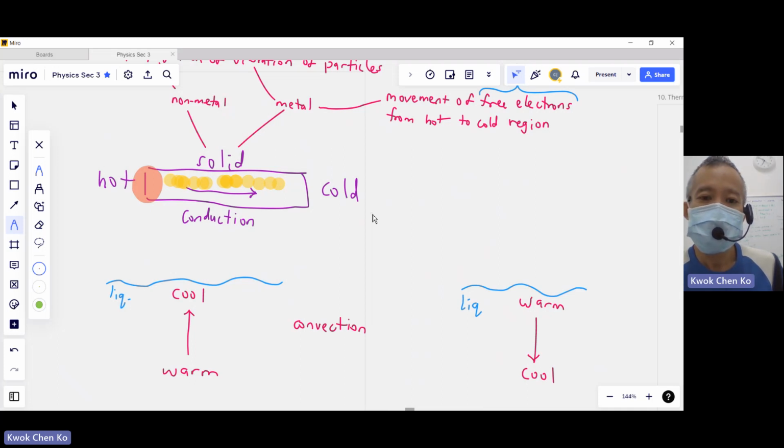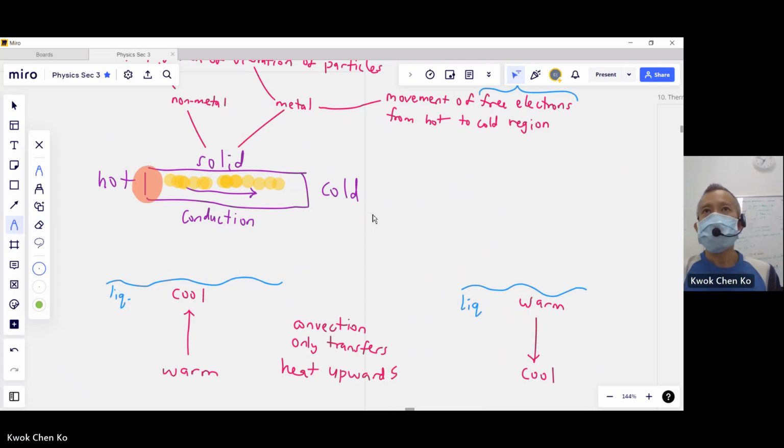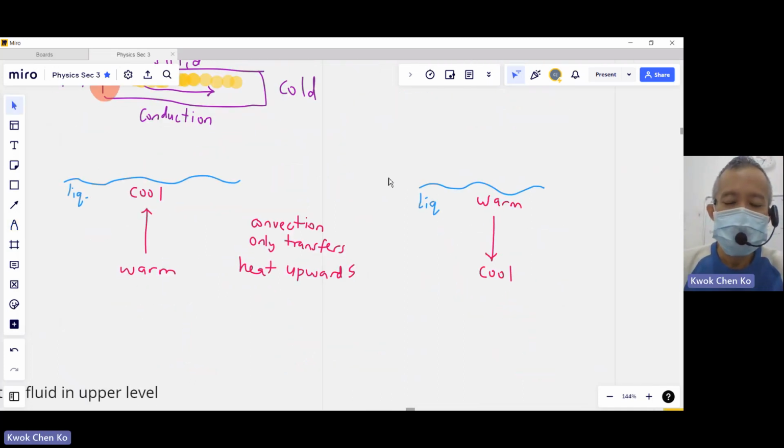So which is the important rule? Convection only, better write this down, transfers heat upwards. That's something you can't forget. Make sure you remember correctly in the exams.